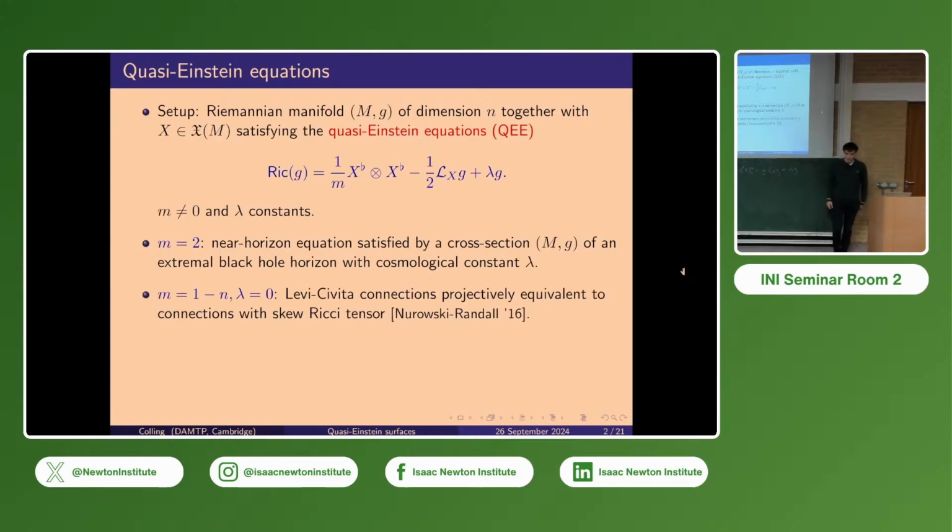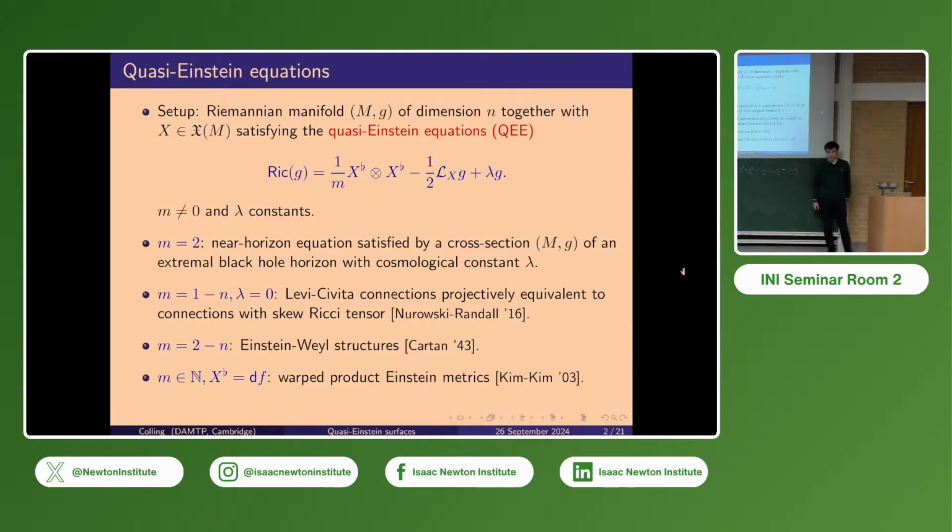Now, when m is 1 minus the dimension of the manifold, so in 2 dimensions this would be m equals minus 1, and we take the cosmological constant to be 0, this equation describes Levi-Civita connections that are projectively equivalent to connections with a skew-symmetric Ricci tensor. And I'll come back to this case. And when m is 2 minus n, so here necessarily n is at least 3, this is the value of m for which the equation has some nice conformal properties, and it's related to the Einstein-Weyl equation. I'll also come back to this in the compact setting.